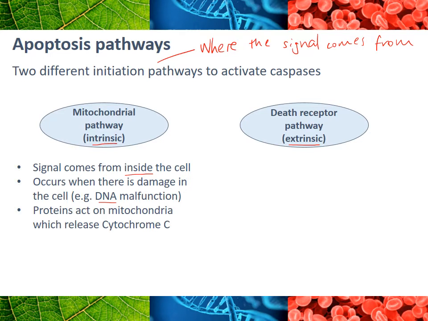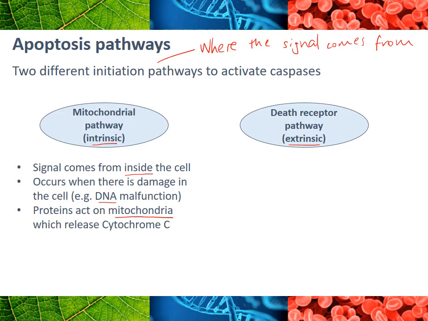When that signal is released, proteins will go straight to the mitochondria. Remember, it's the mitochondrial pathway. And the mitochondria will release a molecule called cytochrome C. You don't really need to know that name. You can write it down. The important thing is that the signal is coming from inside the cell.